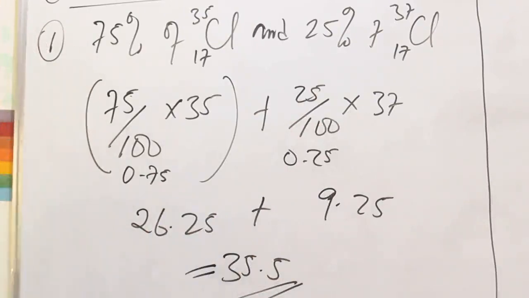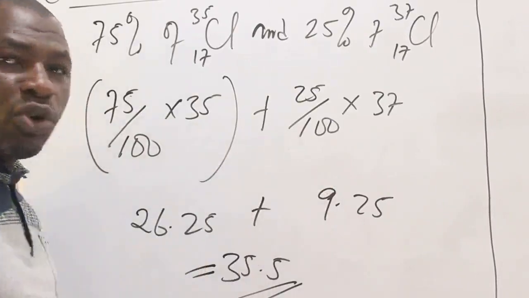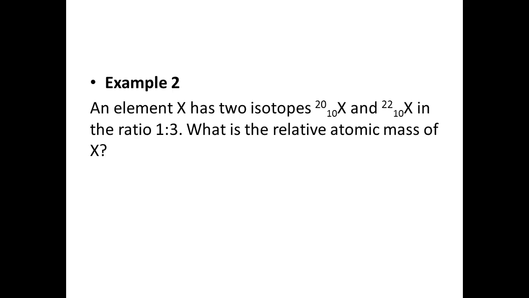Okay, that's all about question number 1. Let's take a look at the second question. Example 2. An element X has two isotopes, X with mass 20 and X with mass 22, in the ratio 1 to 3. What is the relative atomic mass of X?